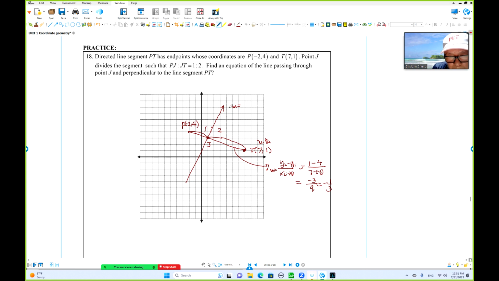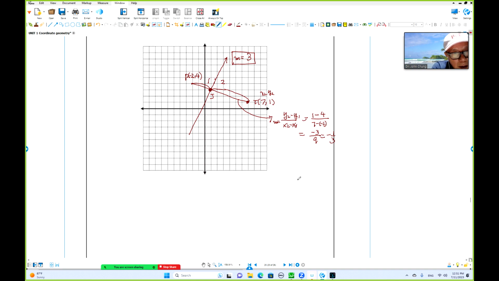What is the other slope? The negative reciprocal, right? What is the negative reciprocal of negative 1/3? 3. Now we need to find this partitioning point, 1 to 2, right? So we have to use the partitioning formula. We start from here. That's why there's a direction over here, okay? We're going to find this from here to this one. That's why we call this a directed line. 1 to 2.